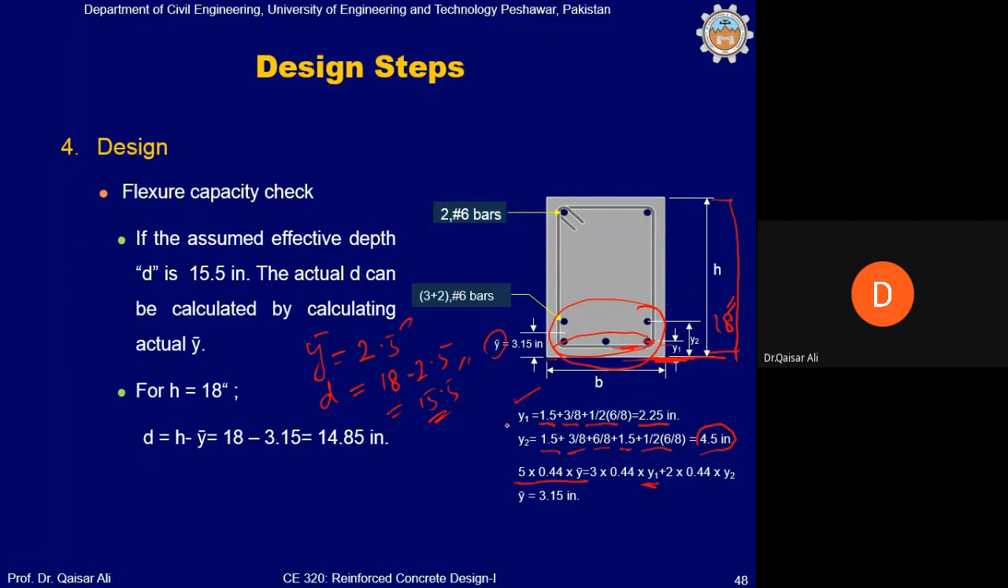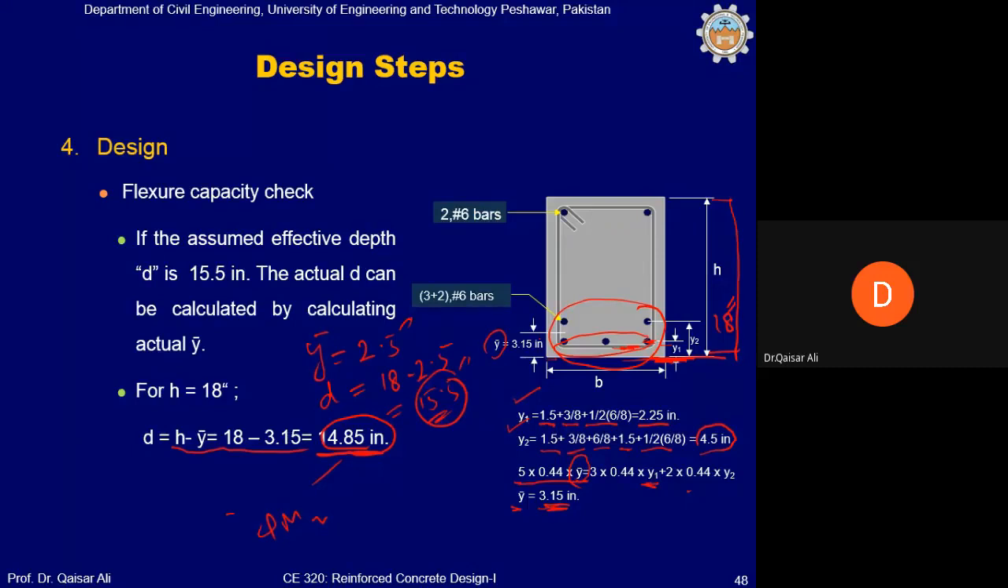So knowing y1 and y2, we can calculate y bar now from this equation. Y bar comes out to be 3.15 inch now. So this is the actual y bar. Now d can be calculated. H minus y bar is 14.85 inch. So this d is different from what we assumed in the beginning. So this may give you phi Mn less than what is required. Phi Mn must be greater than Mu. Okay. So this is the final check that we have to make.